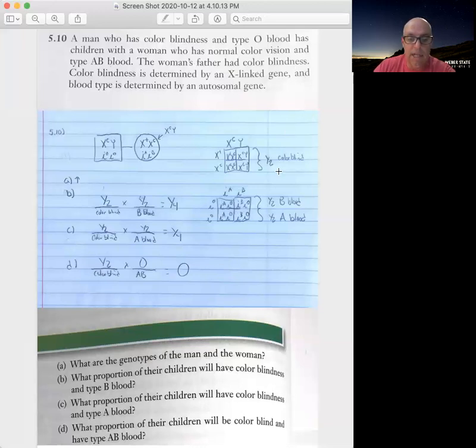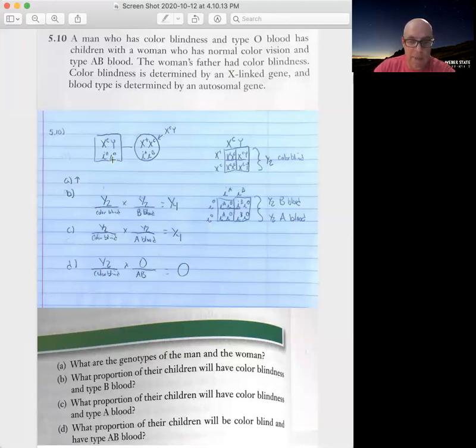So here we have it all set up. Now let's go to the questions, and we've already answered the A part of this question. What are the genotypes of the man and the woman? We already have the genotypes up here, so we've taken care of A. Now let's go to B. What proportion of their children will have color blindness and type B blood?